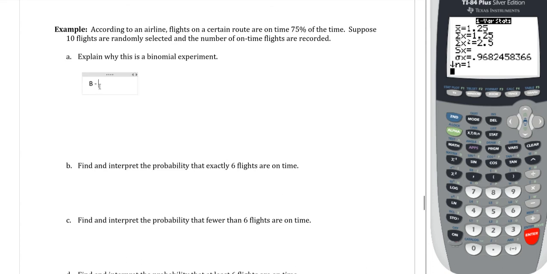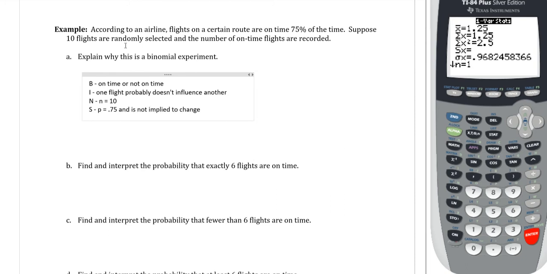So for B, it is binomial because they are on time or not on time. That's all I need to know for B. That means it's binary in nature. For I, one flight probably doesn't influence another. We don't know that for sure, but we can safely assume that they don't. N is the number of trials, and it has to be fixed. In this case, we have that N is 10. It is given to us that there are 10 flights. And S is that the probability is the same, and we have that the probability equals 0.75 and is not implied to change. And that's it. That explains why it's a binomial experiment.